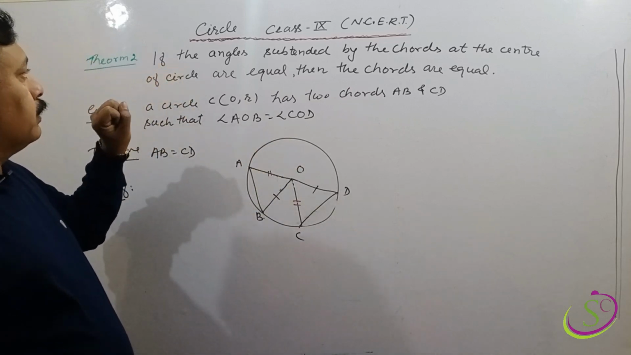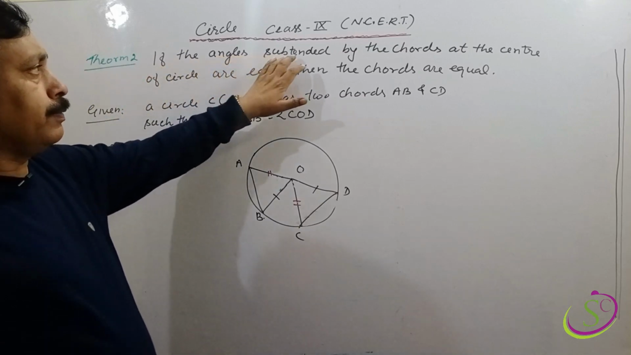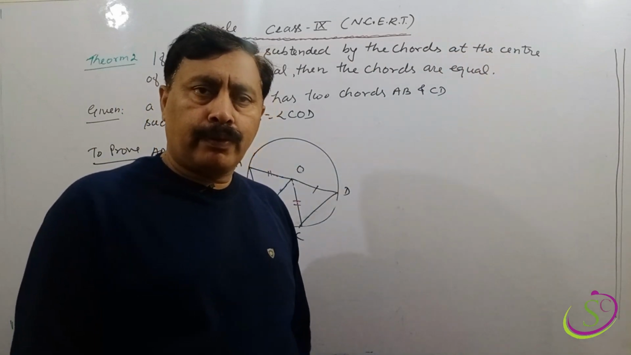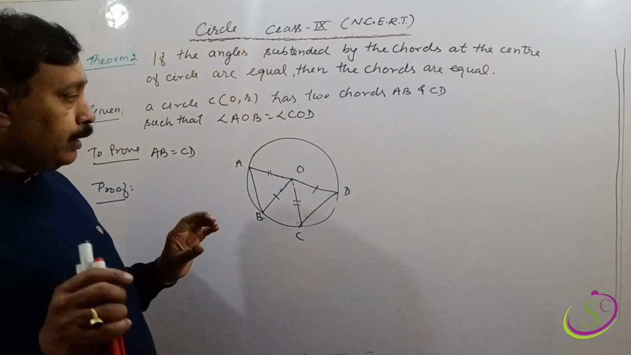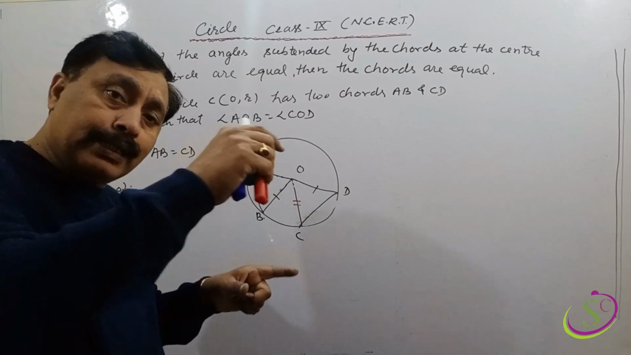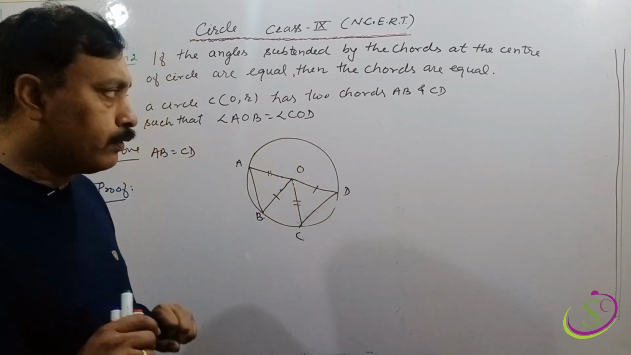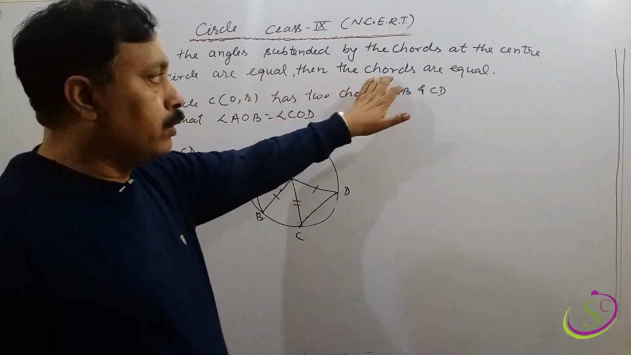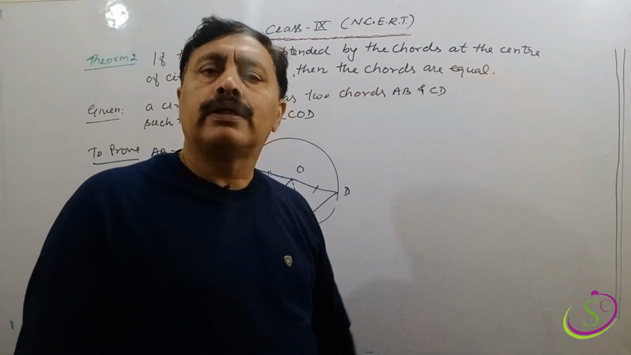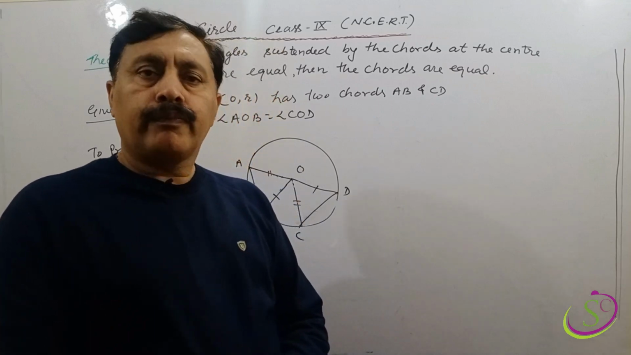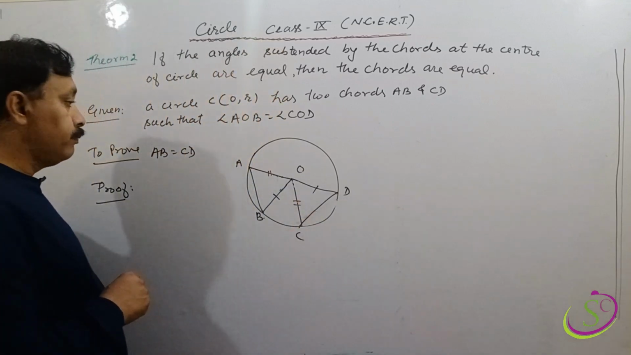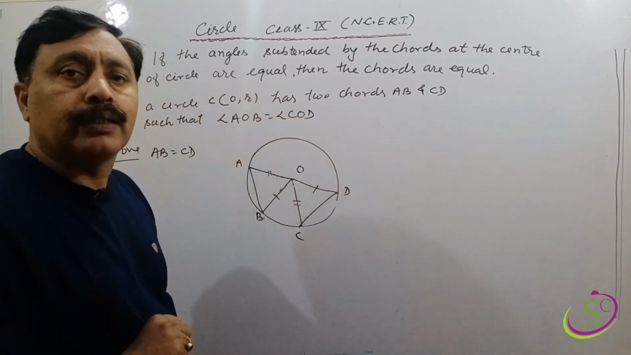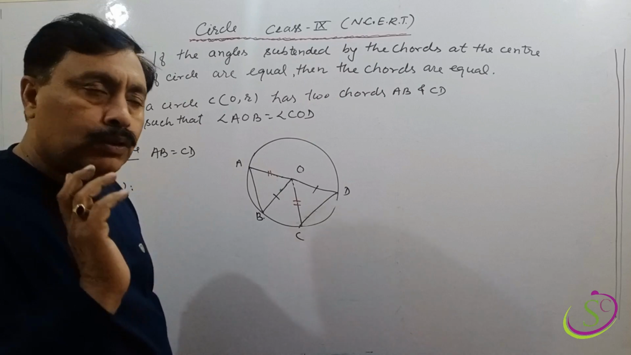And theorem 2 is: if the angles subtended by the chords at the center of the circle are equal, then the chords are also equal. Clear? In this we have to prove that these chords AB and CD both are equal. This thing we have to prove.